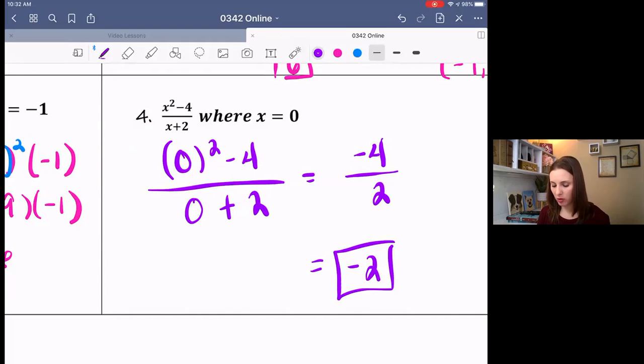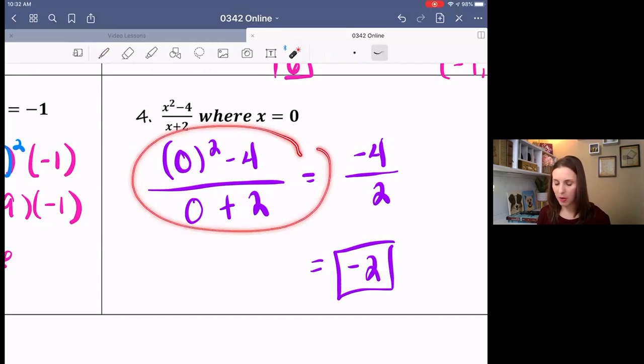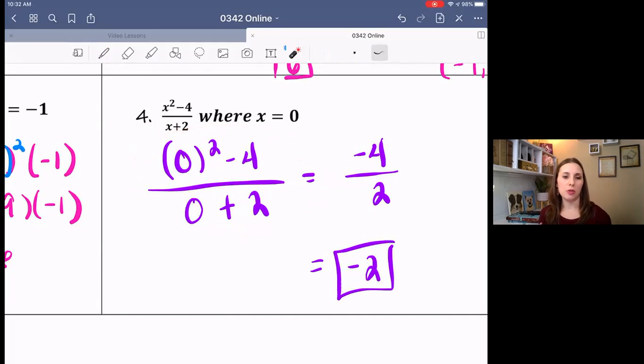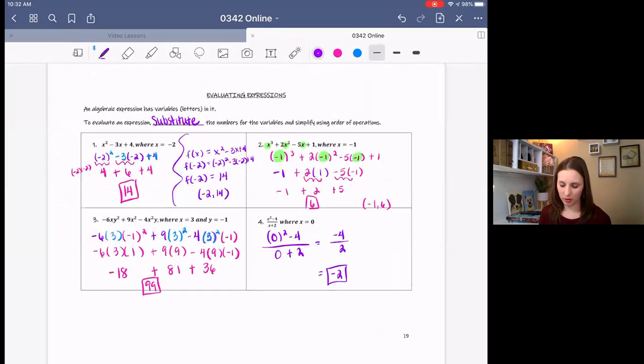Okay, so this is one of those rare examples where PEMDAS doesn't work. You're supposed to do parentheses, exponents, division. We can't really divide before we do these, so that's just one of those rare cases. But you can see how it works out, and it was fine.